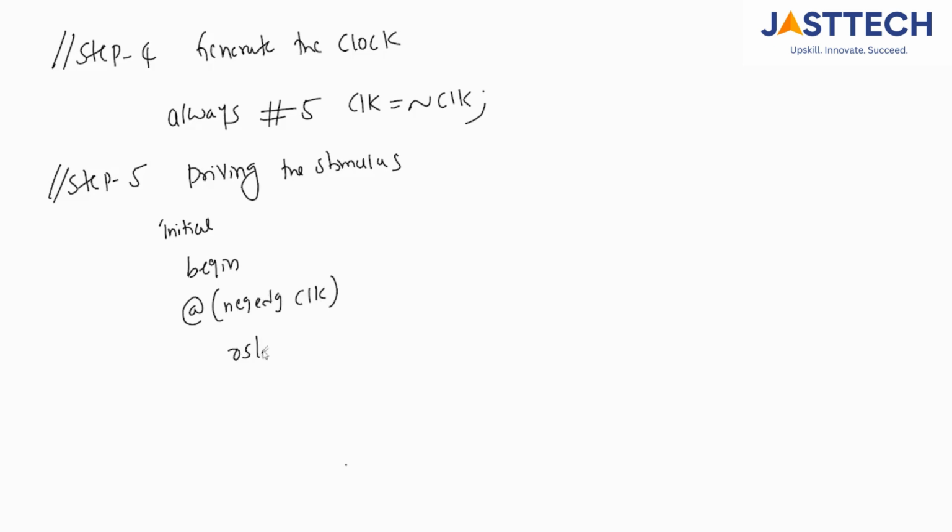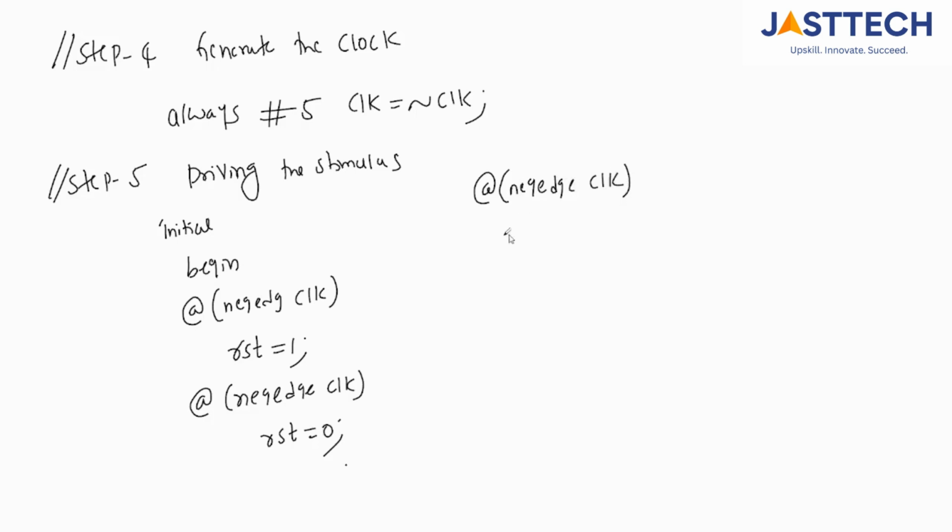So first I am applying the reset. This is a synchronous active high reset, no? That's why I am applying reset. After that I am removing the reset. At the next edge of clock, reset equal to 0. And at the next edge of clock, I am giving serial underscore in equal to 1.